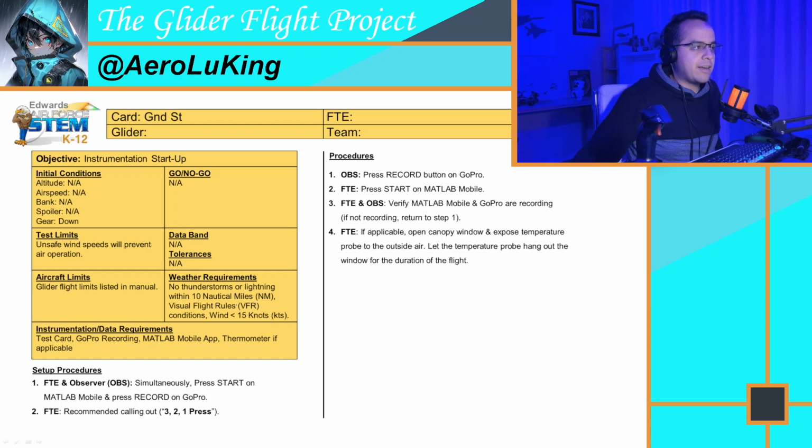If there are any acronyms like here, nautical miles, NM, visual flight rules, VFR, knots, KTS, they will all be initially defined, but later on in the test cards, just like the FTE, which was defined on the cover sheet, they will not be defined again.